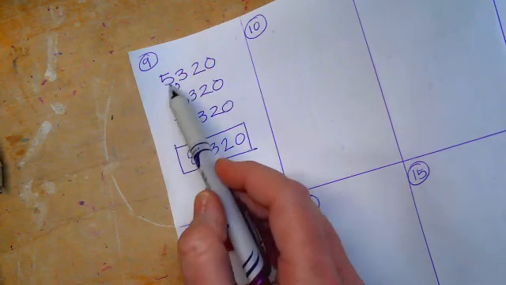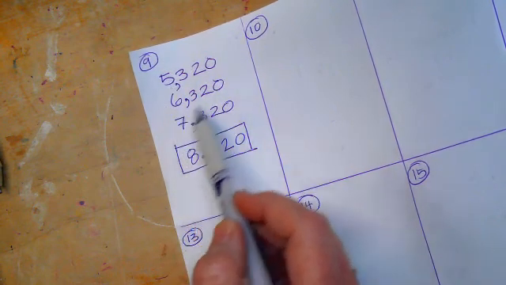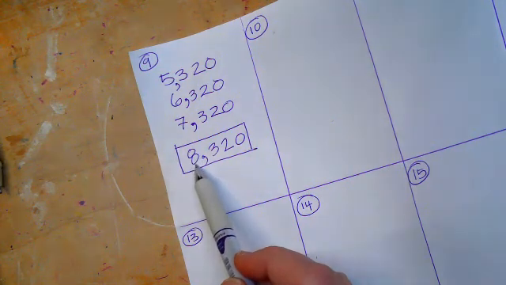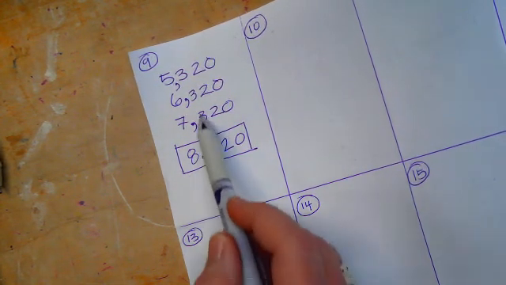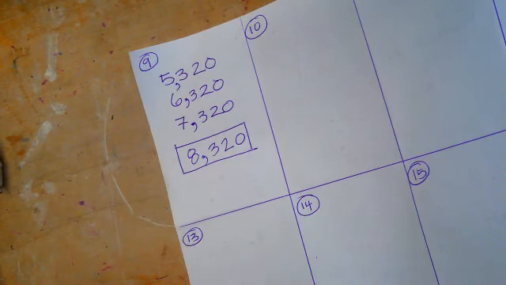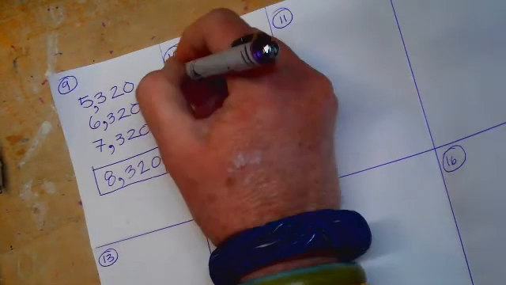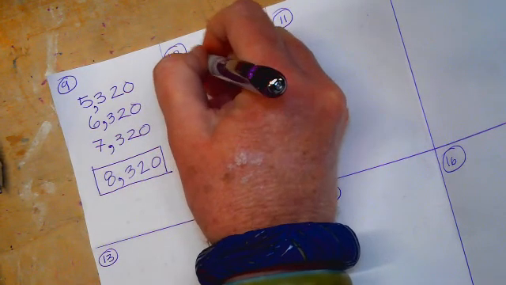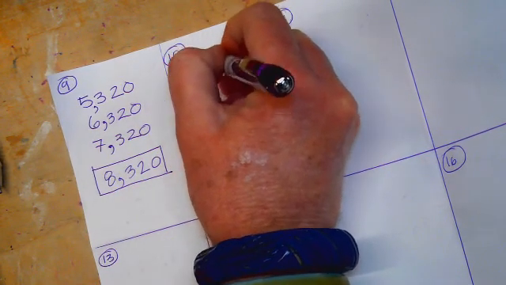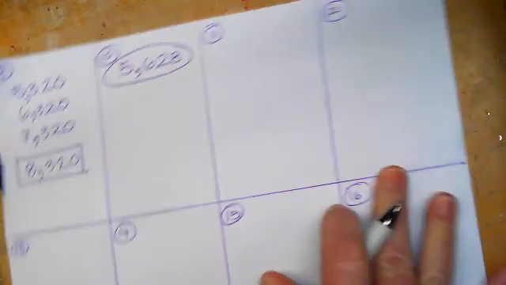So what I did is I looked at the place where the changes are happening. This is the same, this is the same, this is the same. Looks to me like I'm counting by thousands, right? I'm skip counting by 1,000 each time. 5,000, 6,000, 7,000. So my next number would be 8,000. And this would stay the same because it's the same in all of them. We're just counting by thousands.